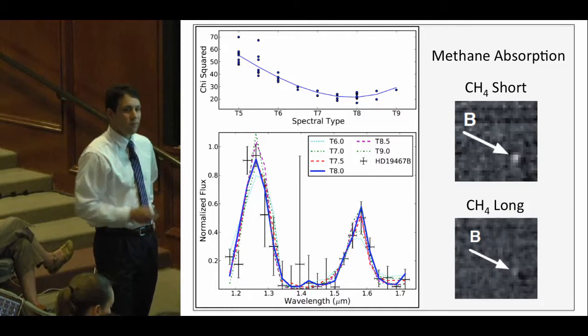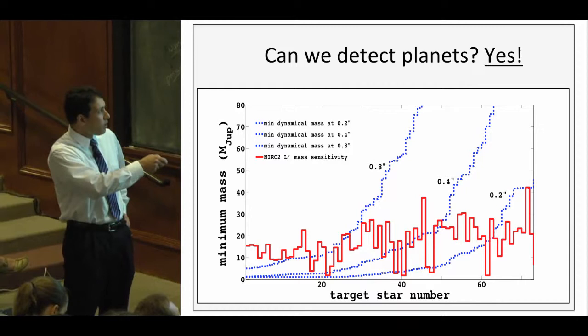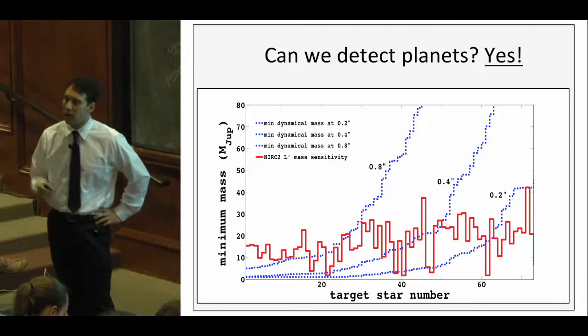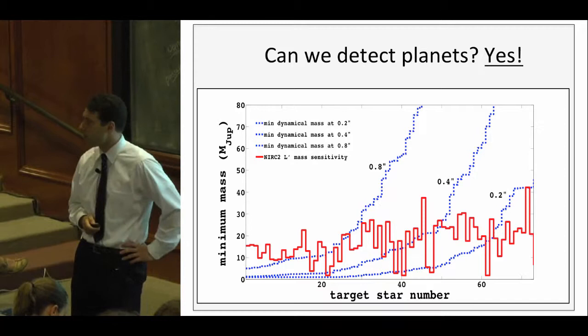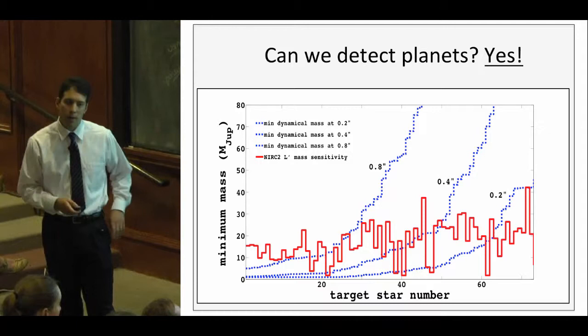We are sensitive to super Jupiters with this TRENDS program. And so this is a plot showing if you image the companion at a given separation, what would its minimum dynamical mass be compared to the red curve, which is your actual sensitivity with a high contrast instrument based on its age. And so super Jupiters are not out of the question in the near term. And so we're looking to find the first Y dwarf that is similar, at least in terms of our ability to constrain all these parameters, compared to HD 19467 and others.